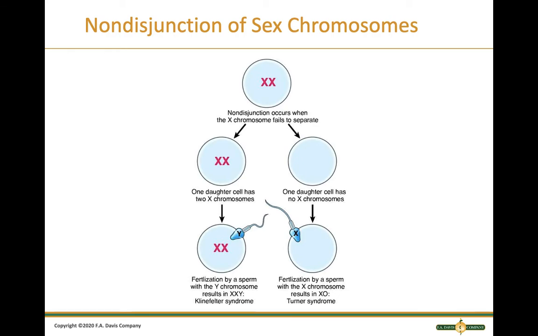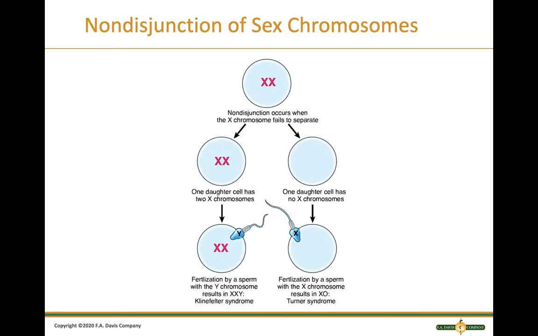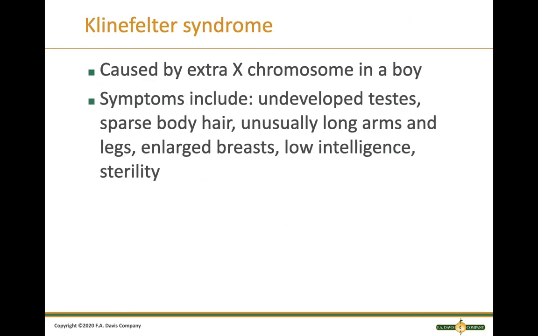And if it happens with sex chromosomes, on the left here we have one cell that has two X chromosomes, and then when it's fertilized with a Y, the genotype is XXY, and that is Klinefelter syndrome. Klinefelter syndrome is caused by an extra X chromosome in a boy, and these symptoms include undeveloped testes, sparse body hair, unusually long arms and legs, enlarged breasts, low intelligence, and sterility.